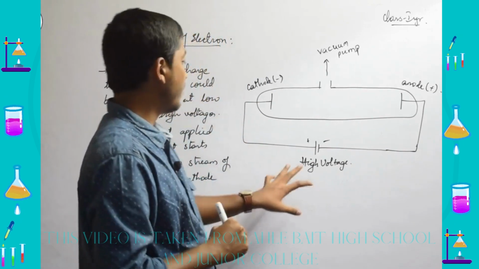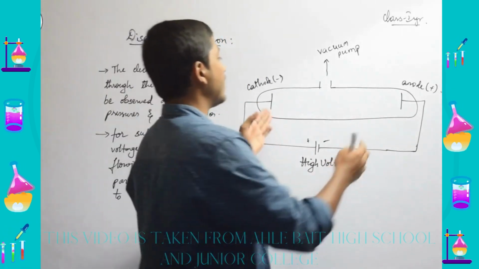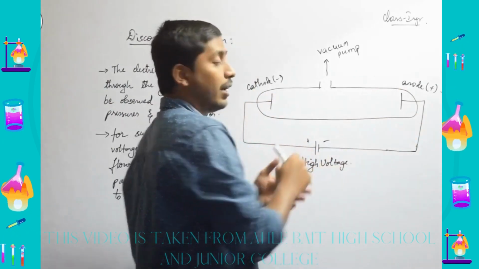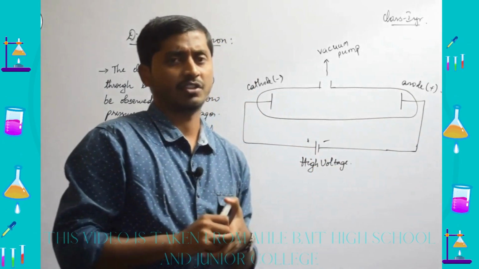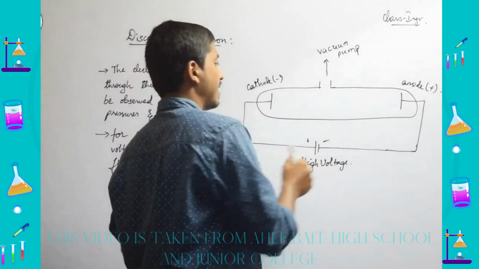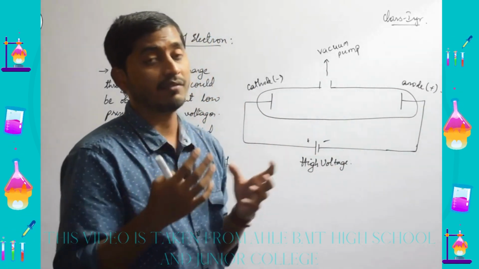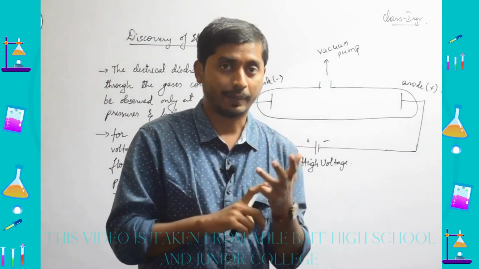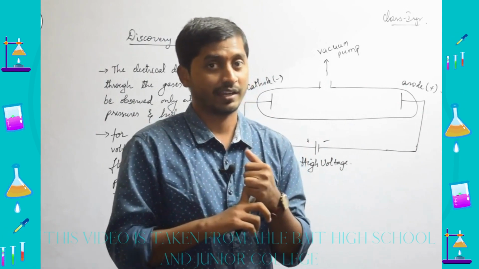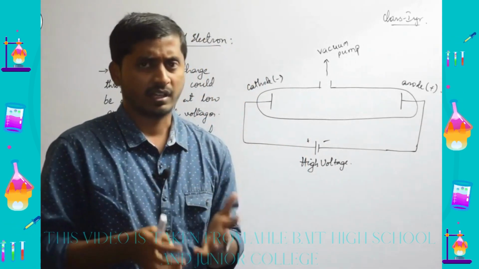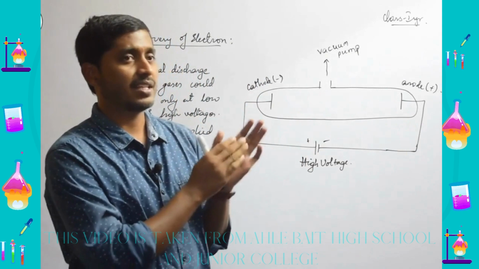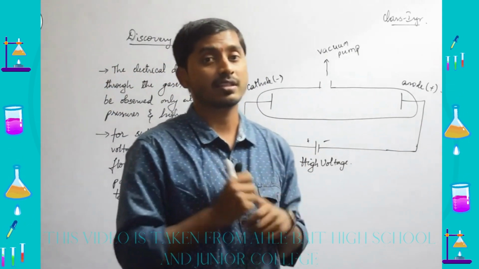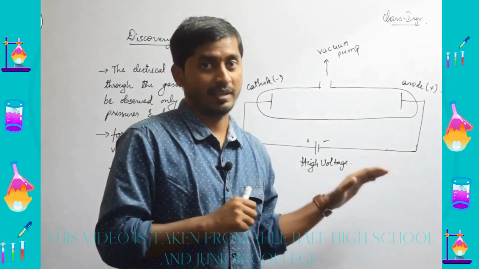Then he maintained a setup where he placed two metal electrodes and connected them to a battery of very high voltage. Then he starts the battery. Before that, the basic thing we have to understand is that like charges repel and unlike charges attract, which means the current always passes from one electrode to another. Then which electrode to which electrode will it pass? This is one of the basic things.